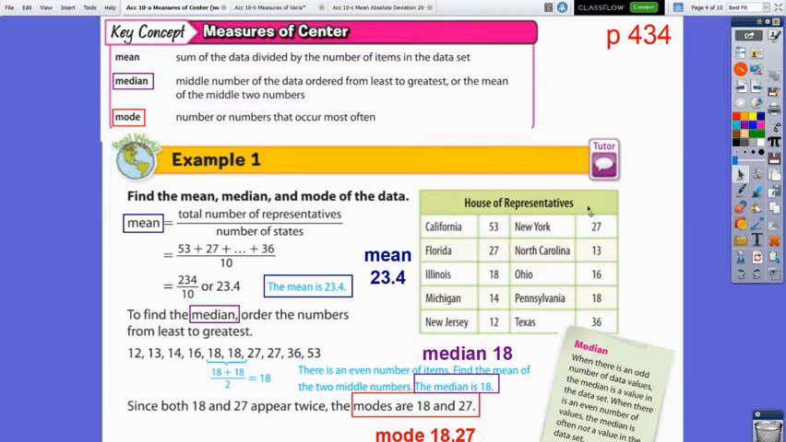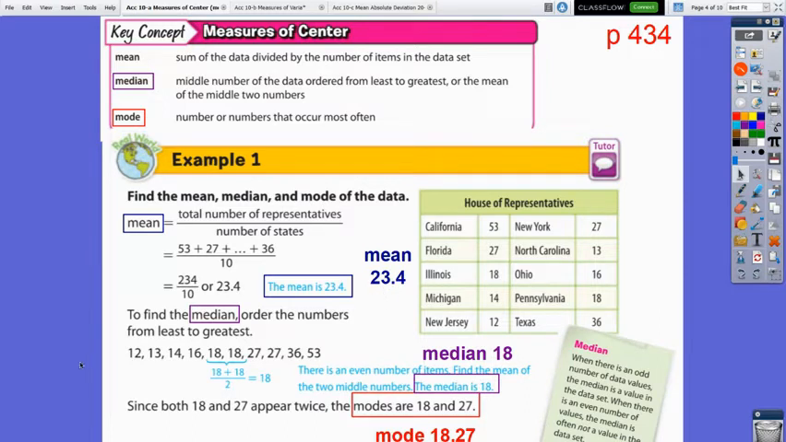They give you some numbers here of how many people there are in the House of Representatives from different states. The mean, or average: you add up all the numbers and you divide by how many there are. There are 10 numbers here. You add them all up, divide by 10, and your mean, or average, is 23.4 representatives.